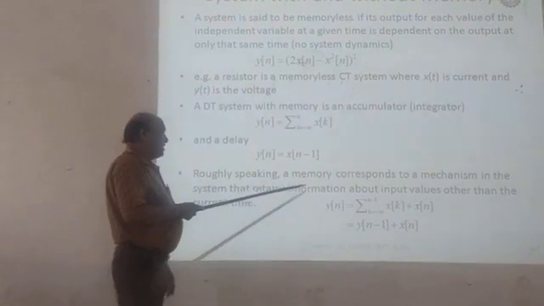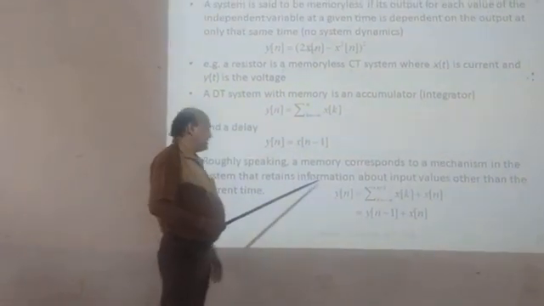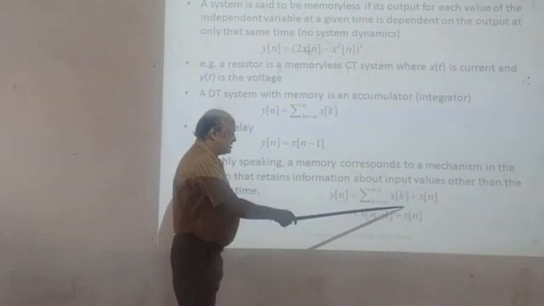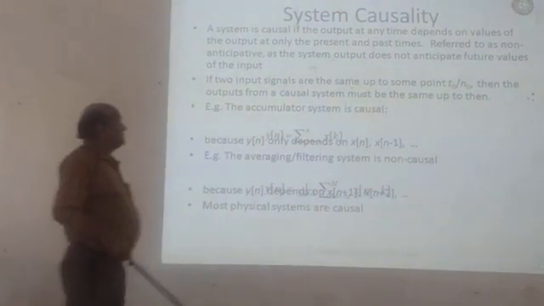Roughly speaking, a memory corresponds to a mechanism in the system that retains information about input values other than the current time. So this equation is given for the current situation. This is the memoryless situation.